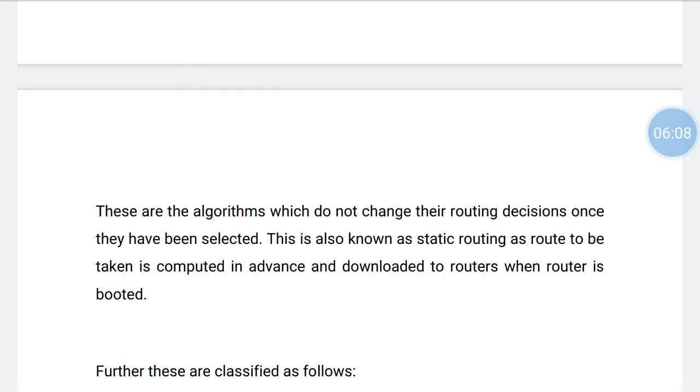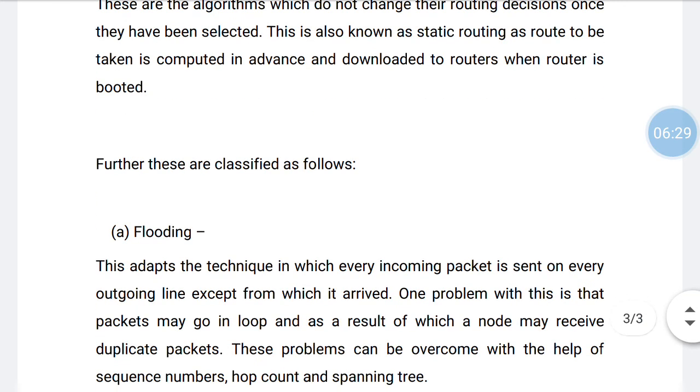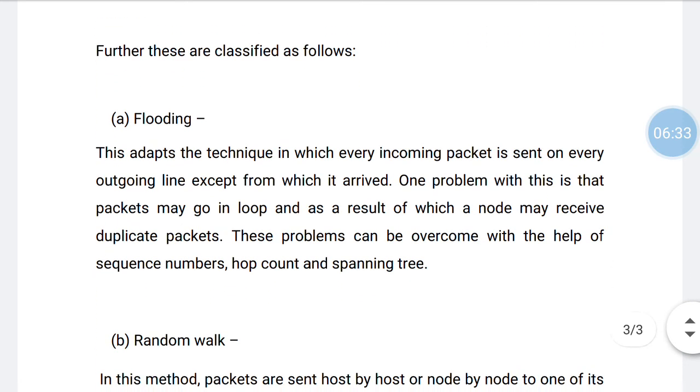When booting up the network, the routing information is stored to the routers. Non-adaptive routing algorithms do not take the routing decision based on the network topology or network traffic, and this can be further divided into two parts. First one is flooding.